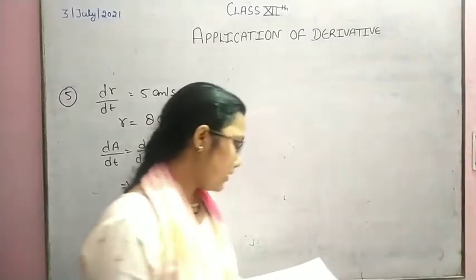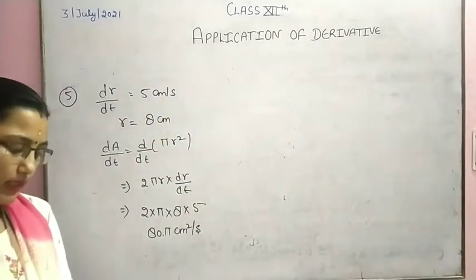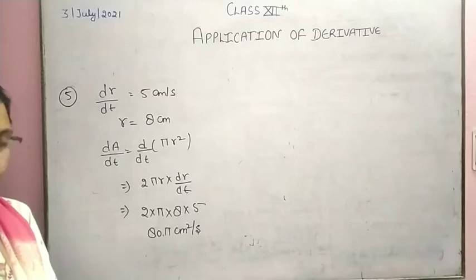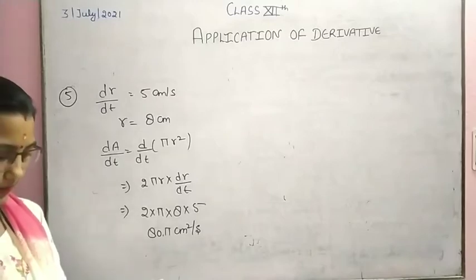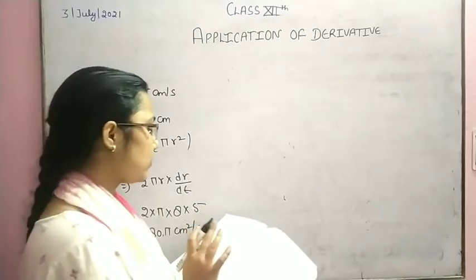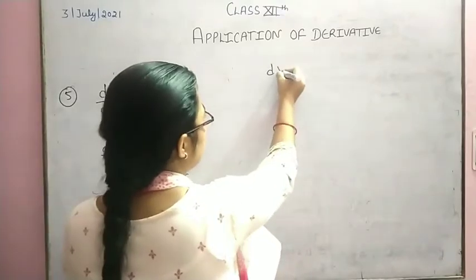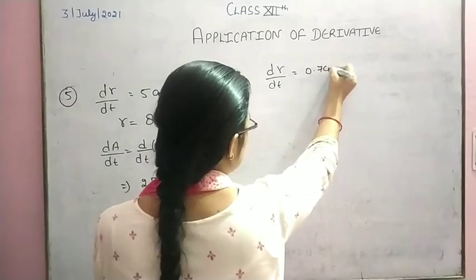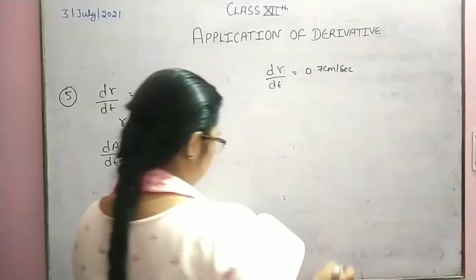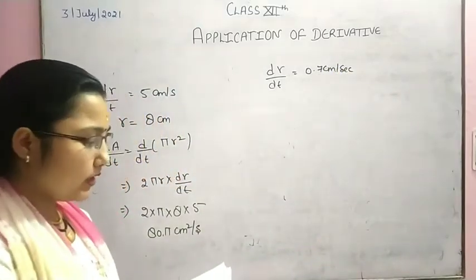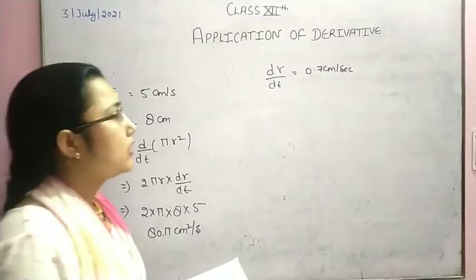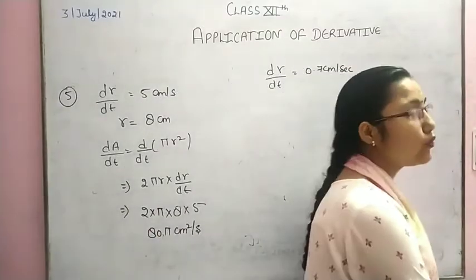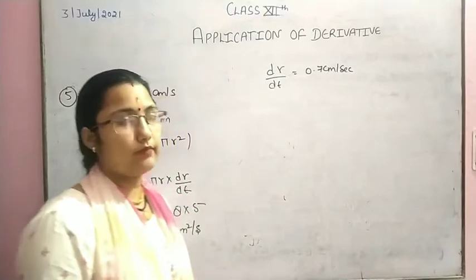Now the sixth question is, the radius of a circle is increasing at the rate of 0.7 centimeter per second. So it is given that the radius of the circle is increasing, that means dr/dt is 0.7 centimeter per second. What is the rate of increase of its circumference? It's too easy. We have to find the rate of change of circumference.